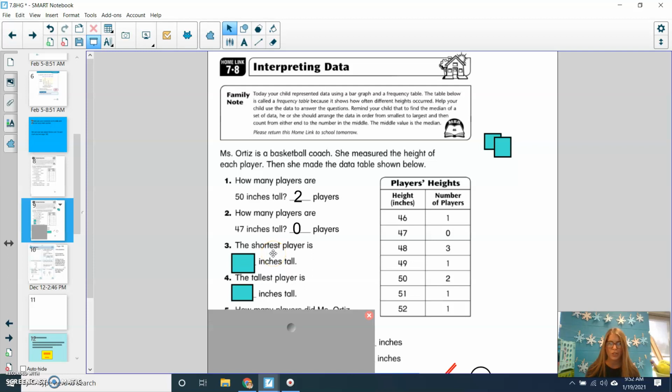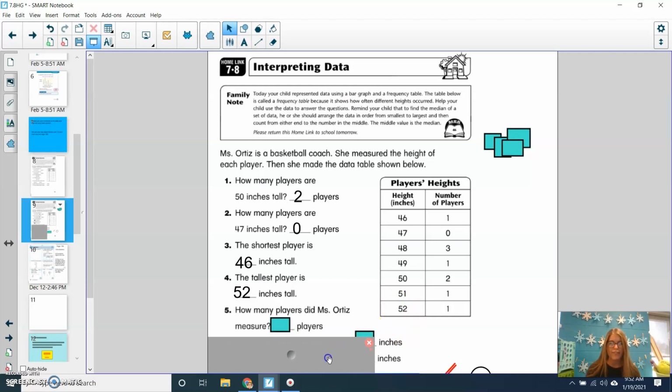Could you answer questions 3 and 4? Press pause and play when you're ready to check. All right, second graders. So my shortest player I can see was 46 inches tall because that was my smallest height. And then my tallest player was 52 inches tall because that was my largest height.